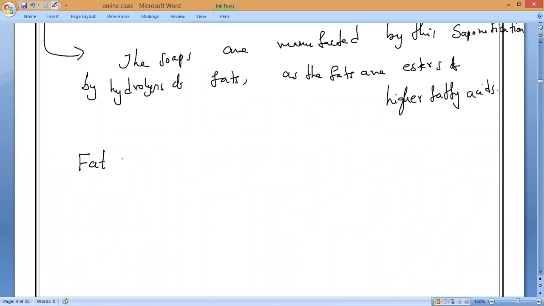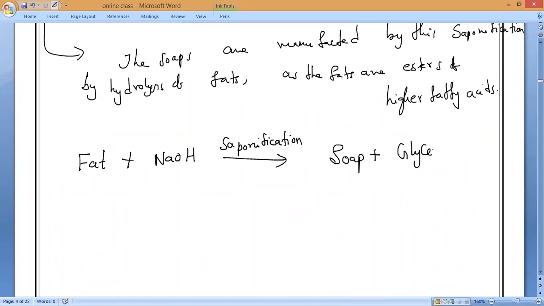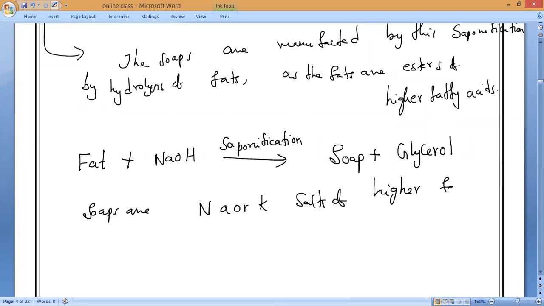If we take the fat plus sodium hydroxide and carry out the reaction, what will we get, guys? Saponification. We will get soap, plus a compound called glycerol. This reaction we will also study, guys. That is the reason all soaps are sodium or potassium salts of higher fatty acids.